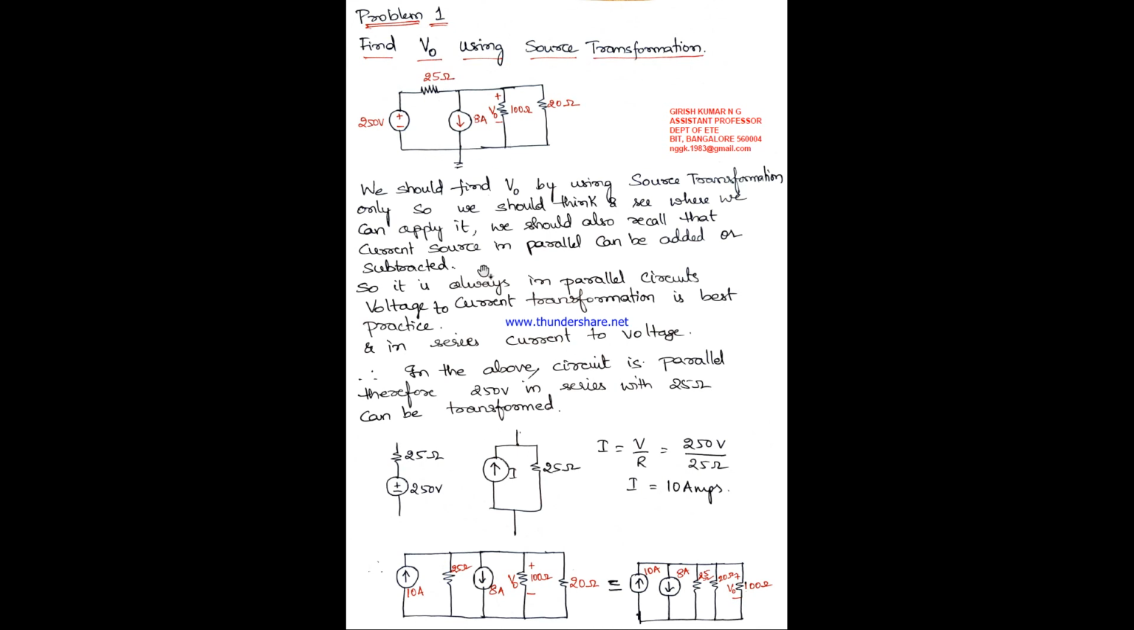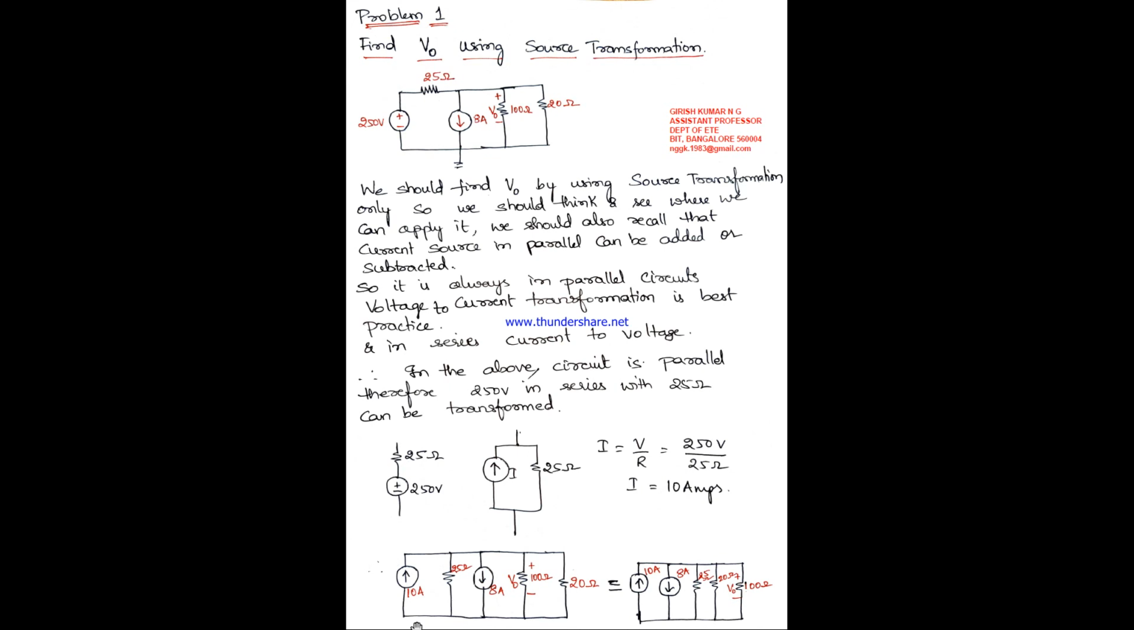Okay. Now what happens when you convert this series to parallel? This is what you can see here. 25 ohms in series with 250 volts, convert into parallel. So you need to find what I is. I equals V by R. Therefore 250 volts divided by 25 ohms. Therefore I will be equal to 10 amps. So I will replace this 250 volts in series with 25 ohms with this parallel network. I hope you people are able to see this.